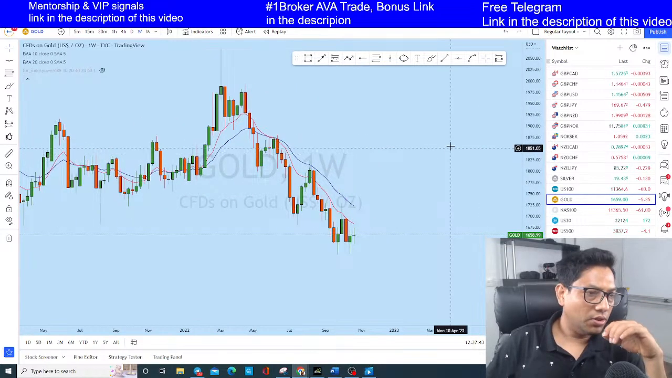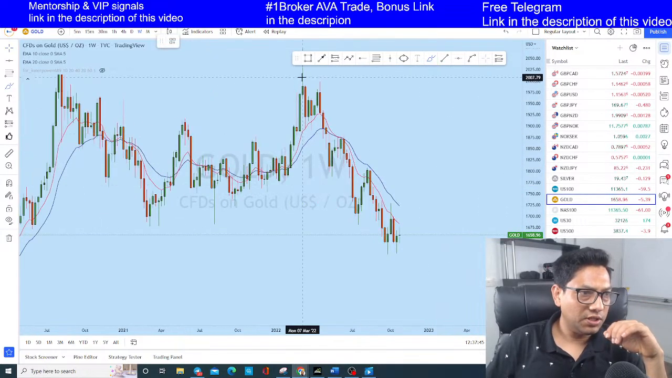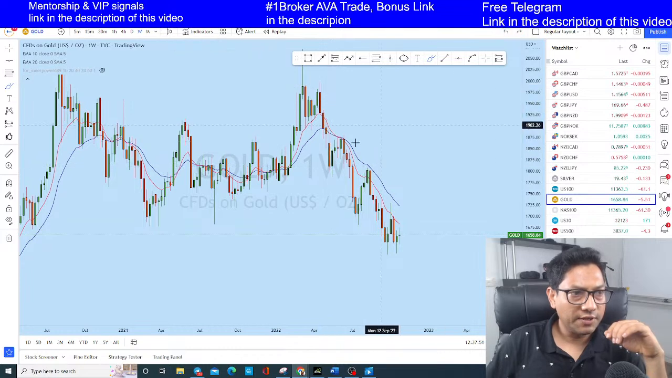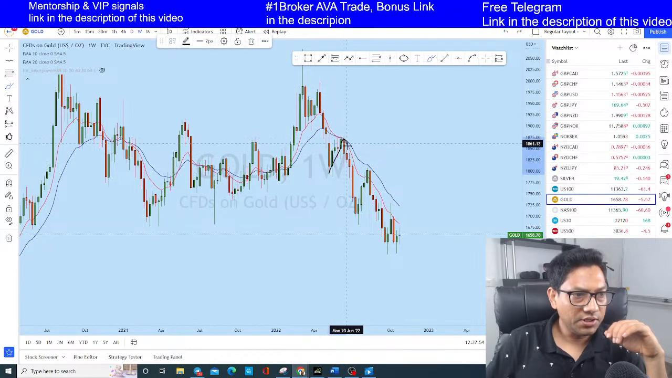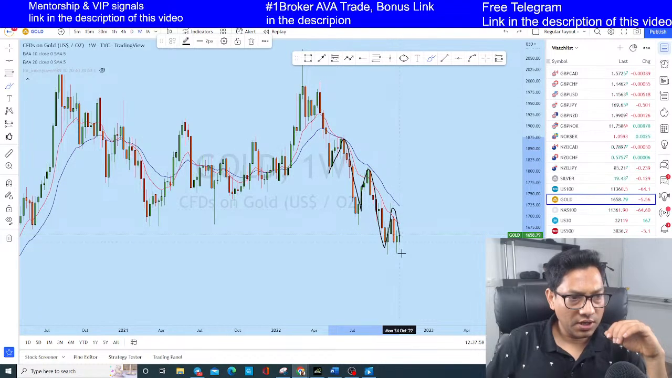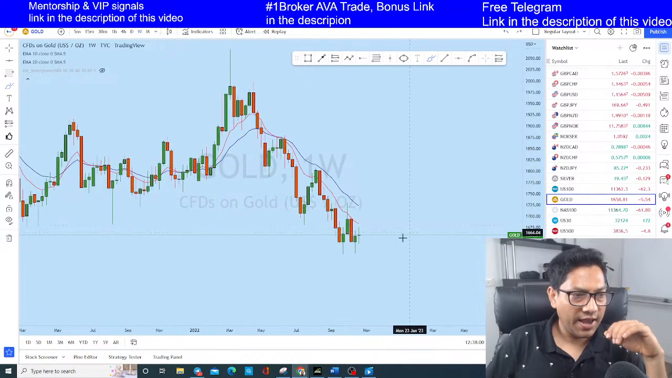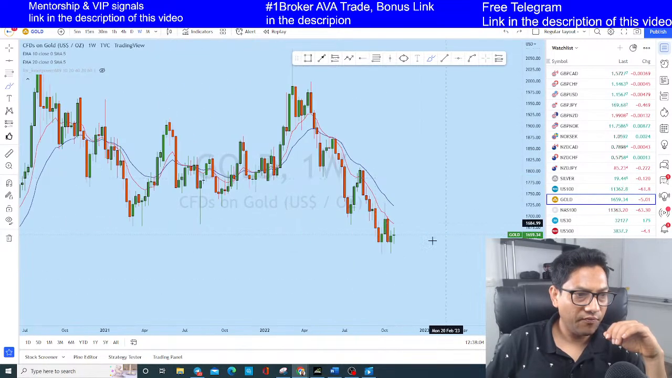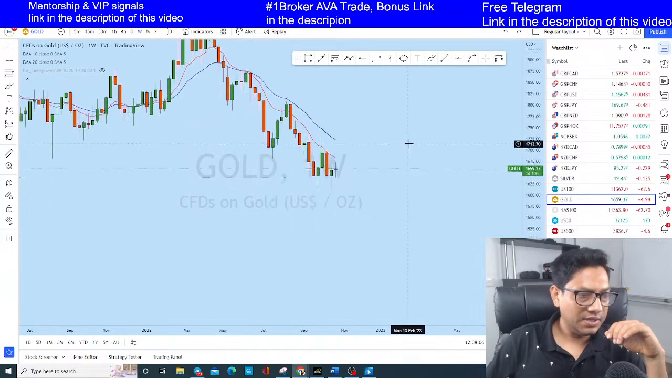Okay, now from the long-term perspective, we see that gold has created a double top and then has dropped to the downside: retrace, drop, retrace, drop, retrace. Now we can expect another impulsive move to the downside. The way the price action forms is still bearish.